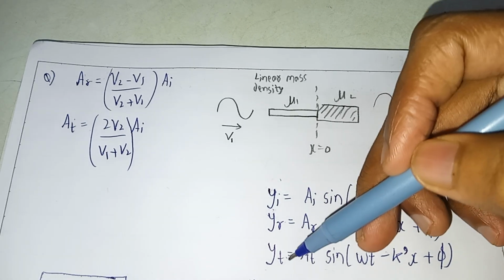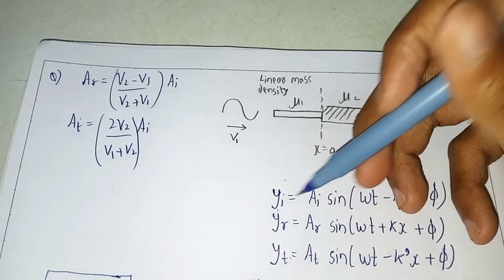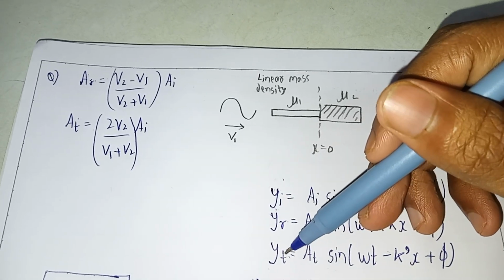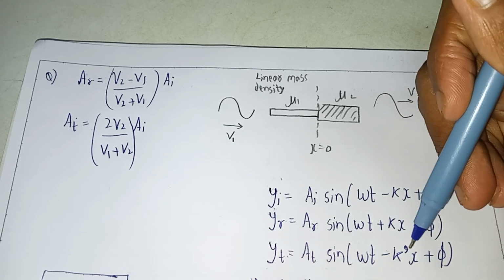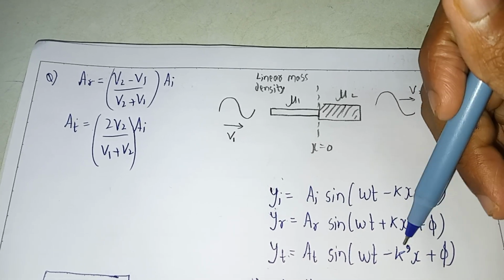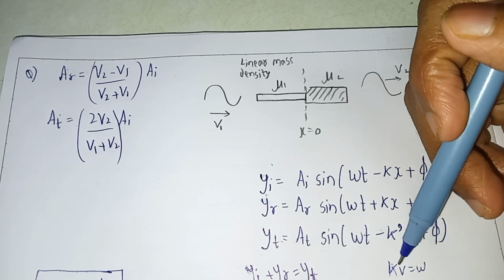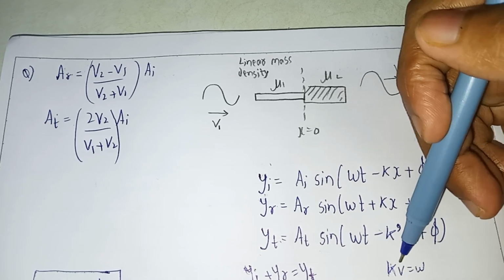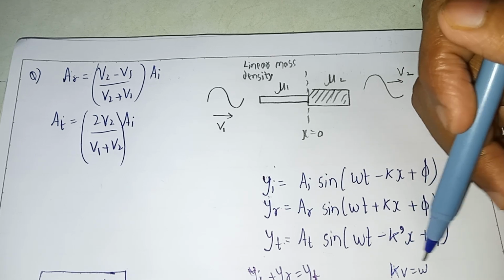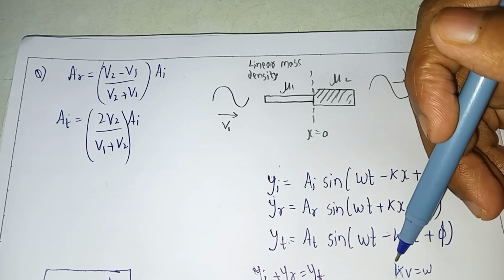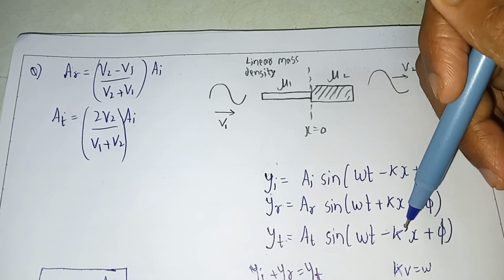And thereafter, to find the transmitted wave's equation, we know incident and transmitted are in the same direction, but the only difference is that here k will change, because you know that kv is omega. Omega is always constant and velocity depends on root T by mu. So when velocity changes, definitely k will change, and hence here k dash comes into play.